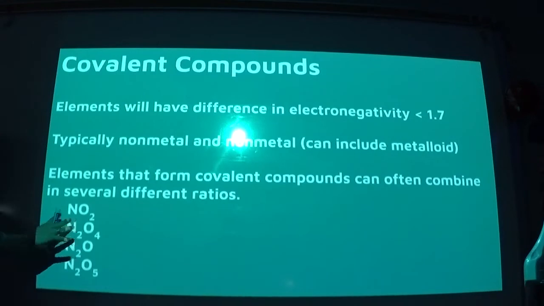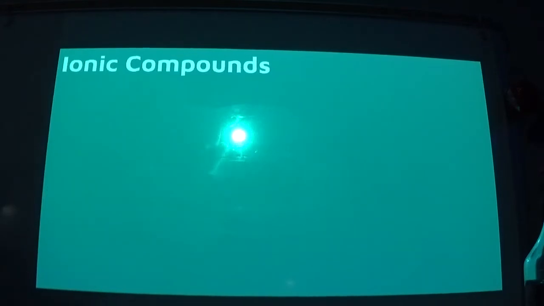So that's for covalent. Ionic doesn't have that problem. They only react in one ratio, so they have a different naming system. But we'll get into that next week.